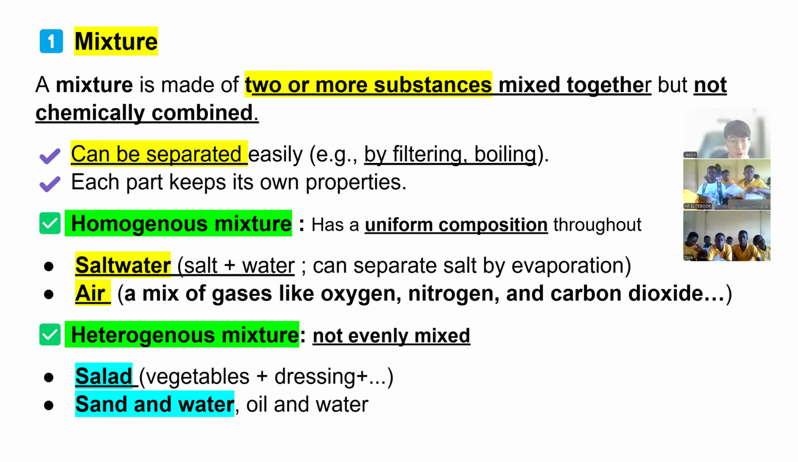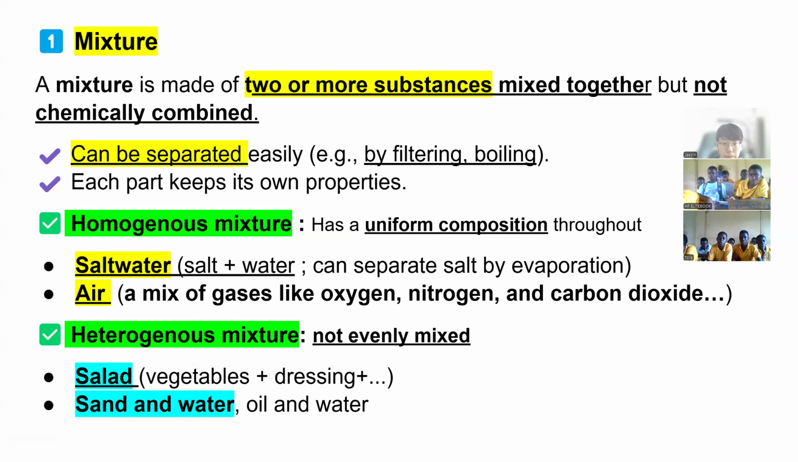Like we've said, homogeneous mixtures have a uniform composition throughout. Examples are salt water, salt plus water, and air, which is a mixture of gases like oxygen, nitrogen, carbon dioxide. It is uniform, so basically it's evenly mixed. Even though it may not look like a mixture, it is, because it is very finely mixed. But it's not chemically combined.